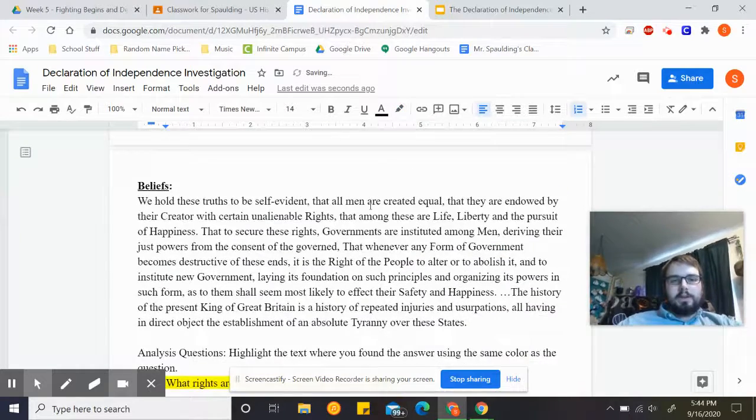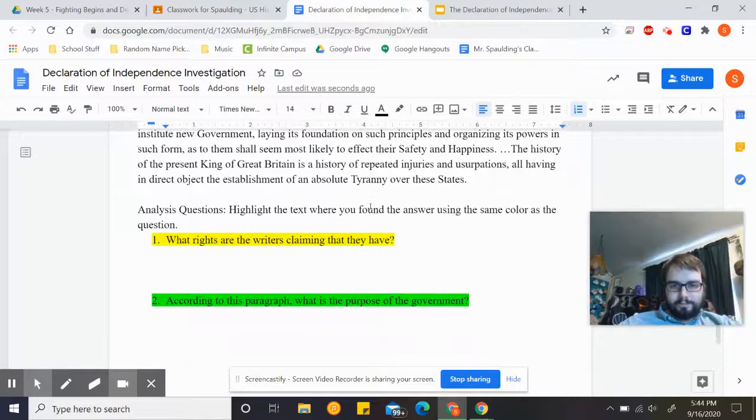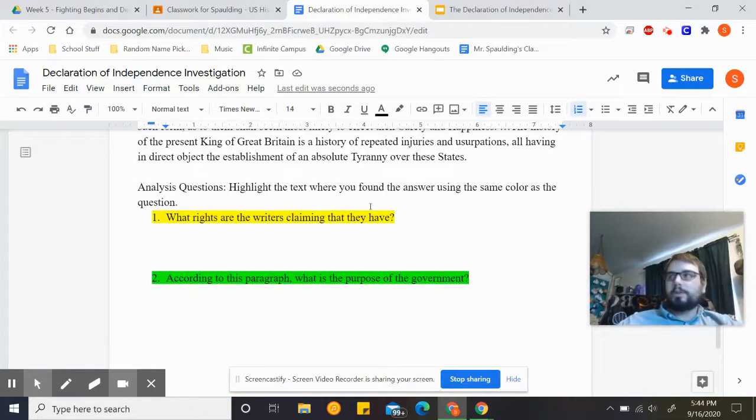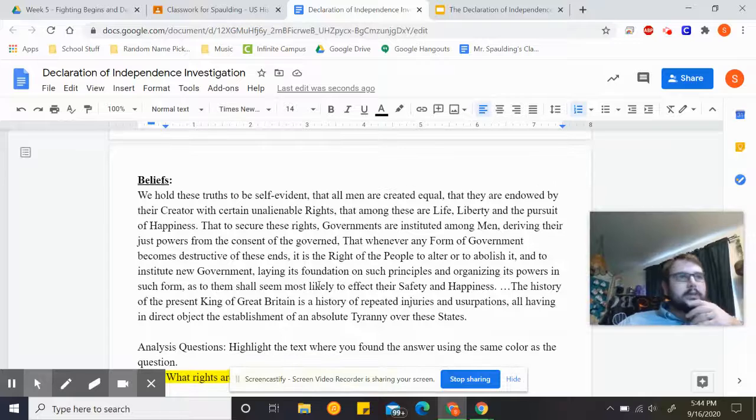Okay, all right, the next section is the belief section. I'll read through it in just a second. Okay, the questions we're looking for as we read are: what rights are the writers claiming that they have? Okay, what rights do they say they have? And also, according to this paragraph, what is the purpose of a government? What is the government's job, basically? Okay? All right, let's go ahead and read through this section.